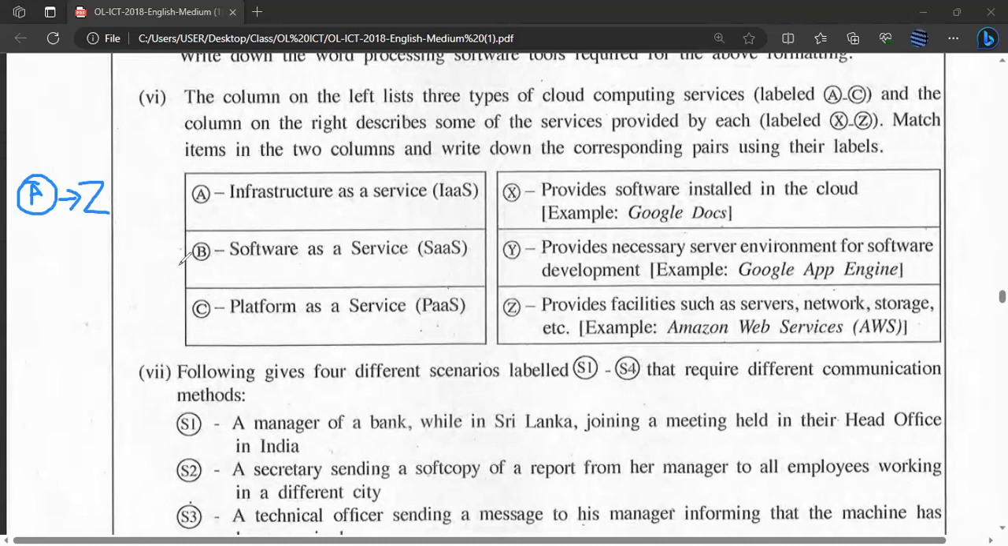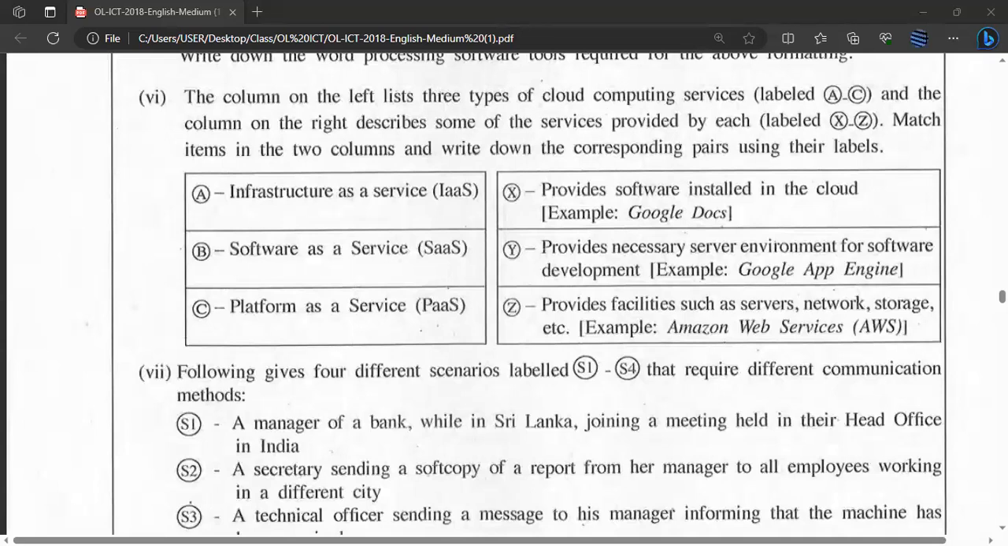Then for B, software as a service. So the answer for that B is going to be X. Provides software installed in the cloud, right? So B, answer is X. Next, C, platform as a service. So for that, the answer is going to be Y. Provides necessary server environment for software development. The answer for C is Y. Right. Then we can move forward.